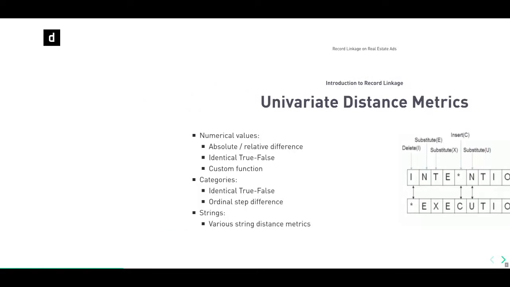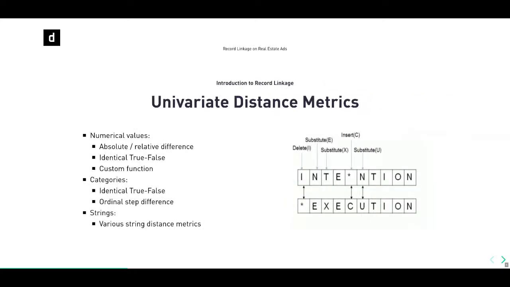So for univariate problems, this is very easy, right? You can define your distance metric for numerical values. You can take an absolute or relative difference. For categories, you can do identical or non-identical matching or some step difference functions. And even for strings and text data, it's fairly easy to do. There are the Levenshtein distances and all the derived metrics from there, where you can easily also compare very large texts.